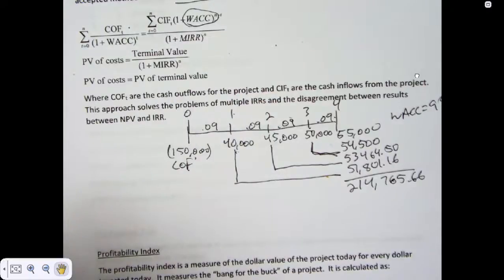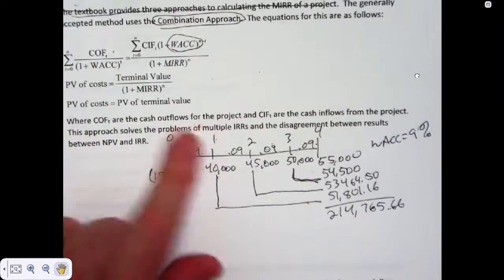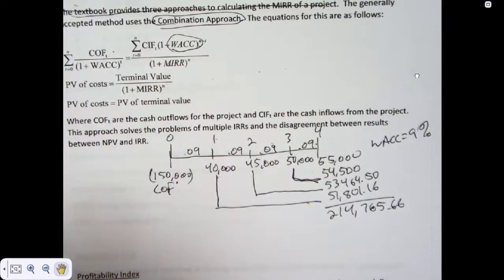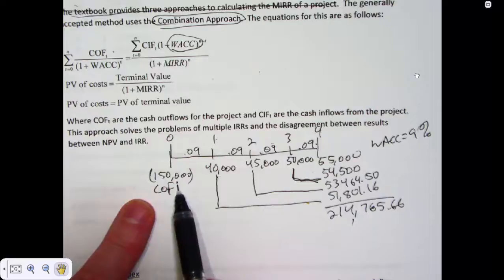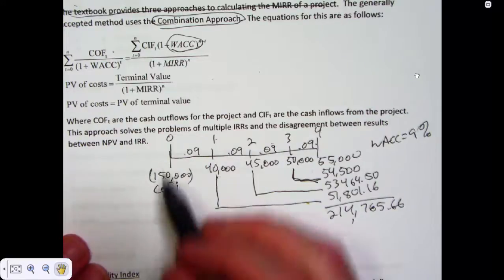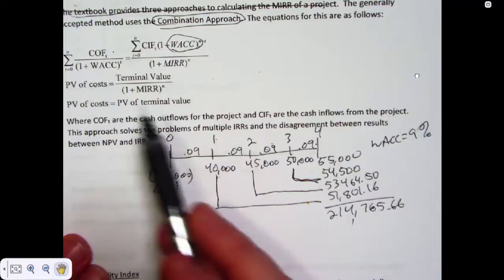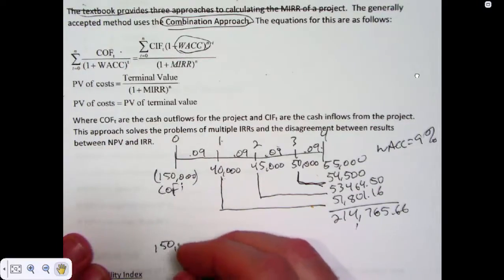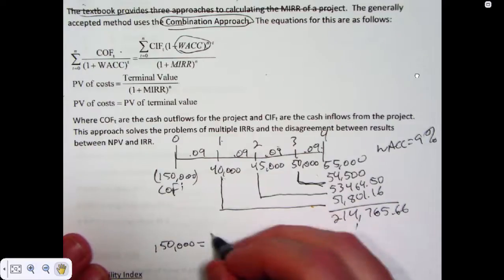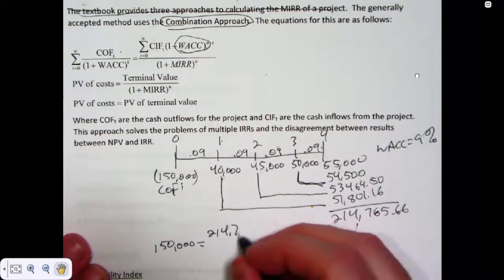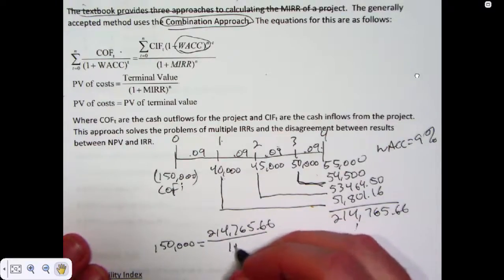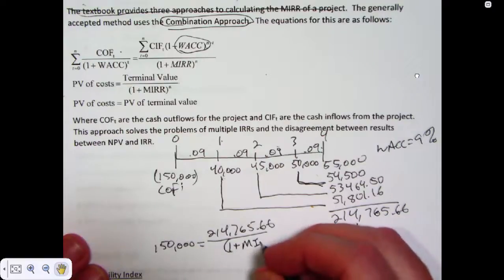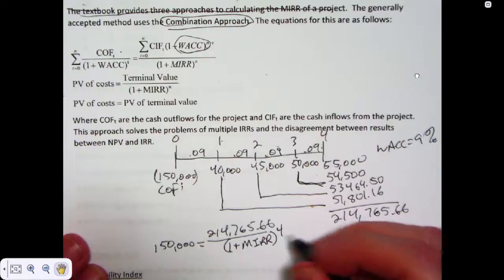So my MIRR is the rate of return that sets this value 4 years from now to $150,000 today. So I'm going to use this equation here, the present value of the cost. The present value of the cost is $150,000, equal to 214,765.66 divided by 1 plus the modified internal rate of return raised to the 4th power, because that's the number of time periods that we have. So now I want to solve for the MIRR.